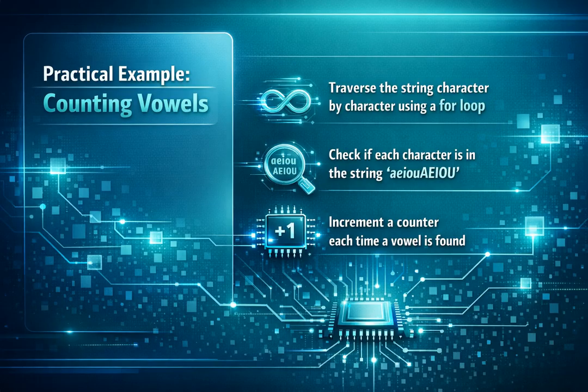A common string processing task is counting vowels. You traverse the entire string character by character using a for loop. For each character, you check if it exists in the string of vowels a, e, i, o, u in both uppercase and lowercase. Each match increments a counter.